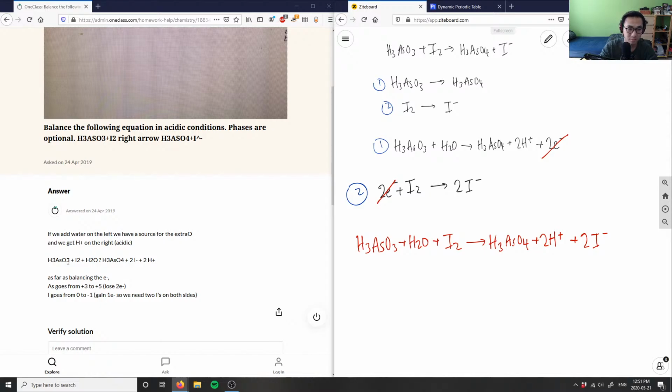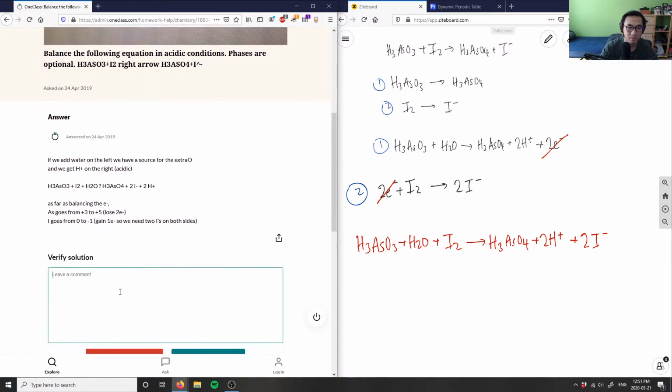So as you can see here, let me see if this solution is correct. I have H3AsO3 plus H2O plus I2 yields, I believe the question mark is yields, H3AsO4 plus 2H plus 2I minuses. So the solution here is correct. Good analysis. I'm going to say the analysis is somewhat there. It wasn't as detailed as the other one. I'll just say the solution is correct.